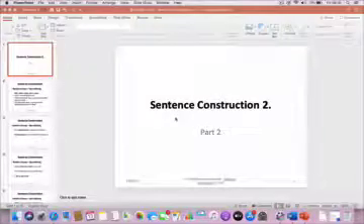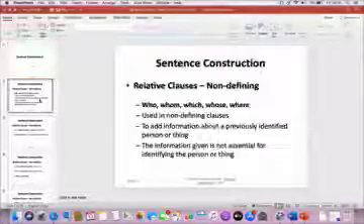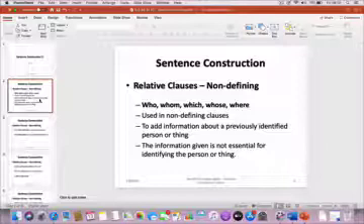Okay, this is sentence construction 2, the second part. Relative clauses. We saw previously defining relative clauses. In this case here, I'll look briefly at non-defining clauses. In this case, we can use who, whom, which, whose, and where. You cannot use that in a non-defining clause.